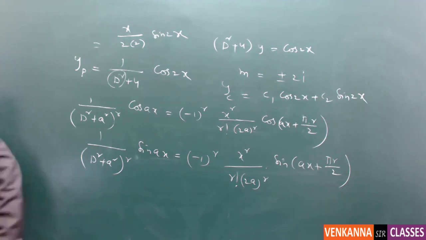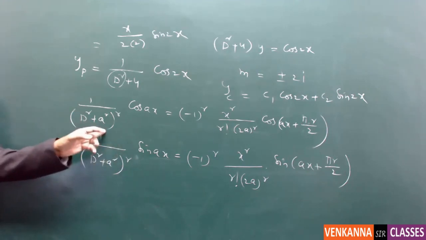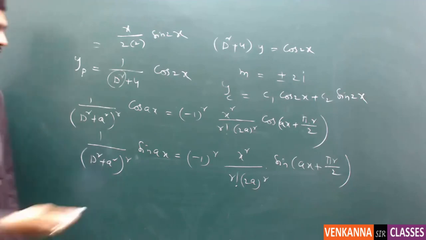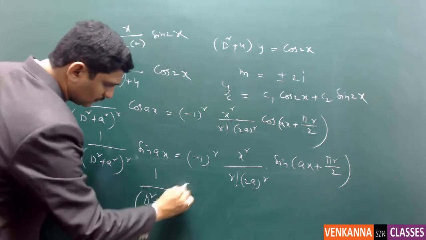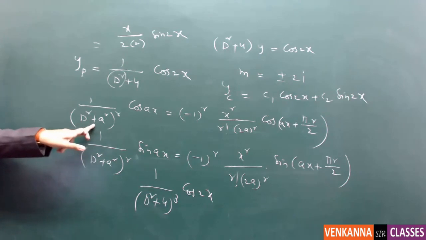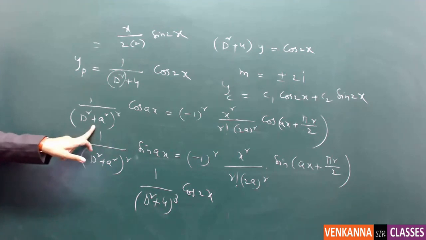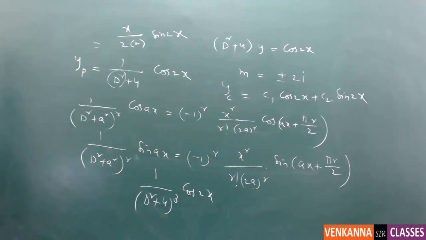So this formula is useful whenever the denominator contains (D square plus a square) whole square. For example, if the denominator is of the form (D square plus 2 square) whole cube, which comes under this category. So here a is equal to 2, r is equal to 3. So you are going to apply this formula here. Fine. How we are going to apply the formula?